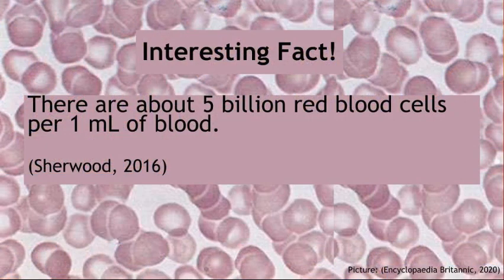Let's start out our lesson today with an interesting fact. There are about 5 billion red blood cells per 1 milliliter of blood. Since the average adult has 4.5 to 5.5 liters of blood in their body, that equates to 22.5 to 27.5 trillion red blood cells. Wow.